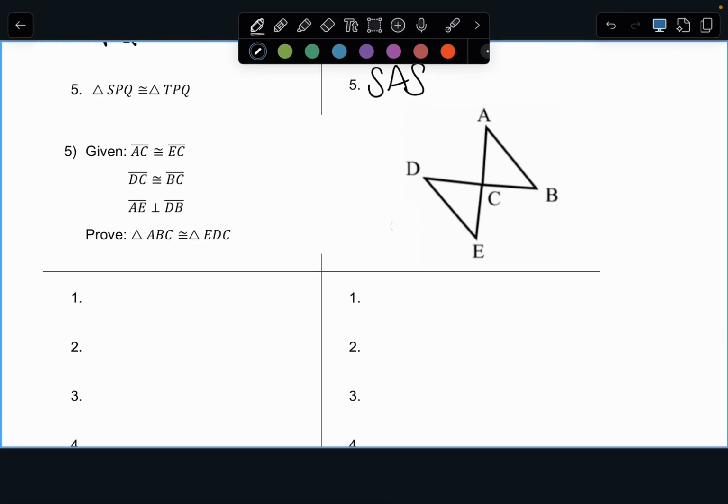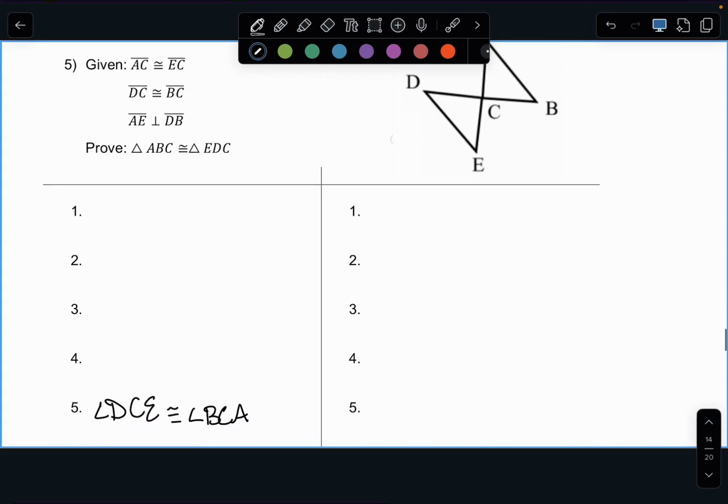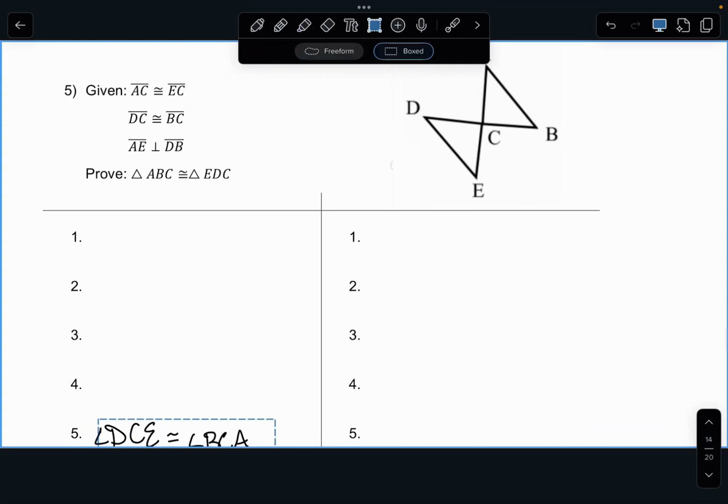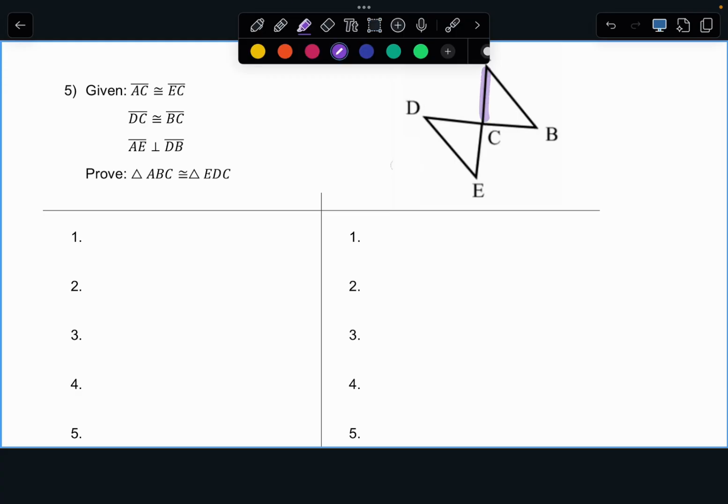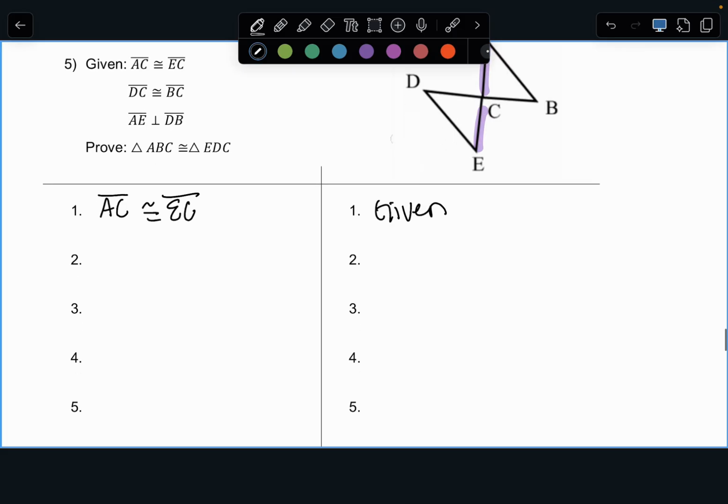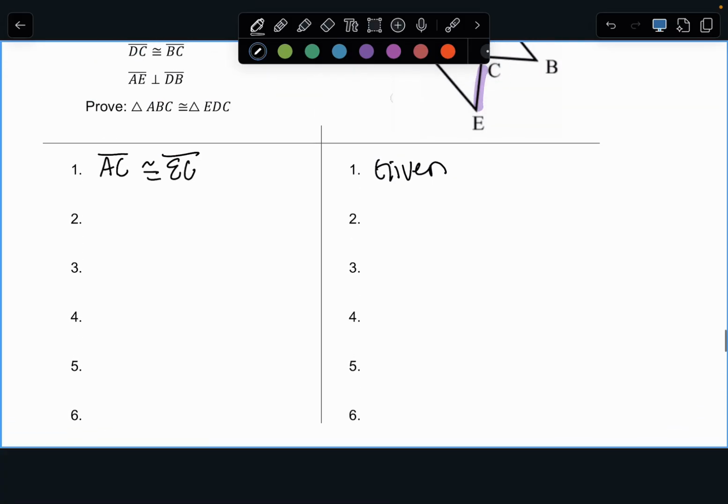Last proof. It says AC is congruent to EC. So I have AC congruent to EC right there. That's one of my sides. That goes right into my first line. And what's the reason for me writing that down? It's given. Just by writing those 2 things, you have earned 1 out of 6 points that this proof is worth. Okay? Not bad.